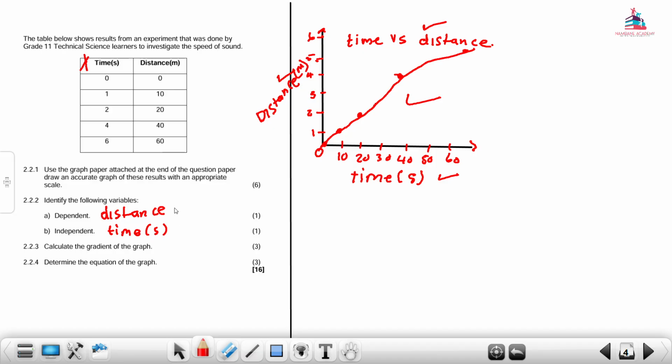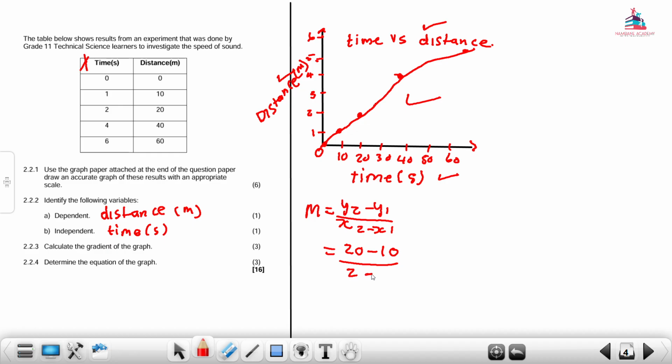Then the independent variable is going to be time. So we must include the units. Calculate the gradient of the graph. The gradient will be given by m = (y2 - y1) / (x2 - x1). I'll take 20 and 10.